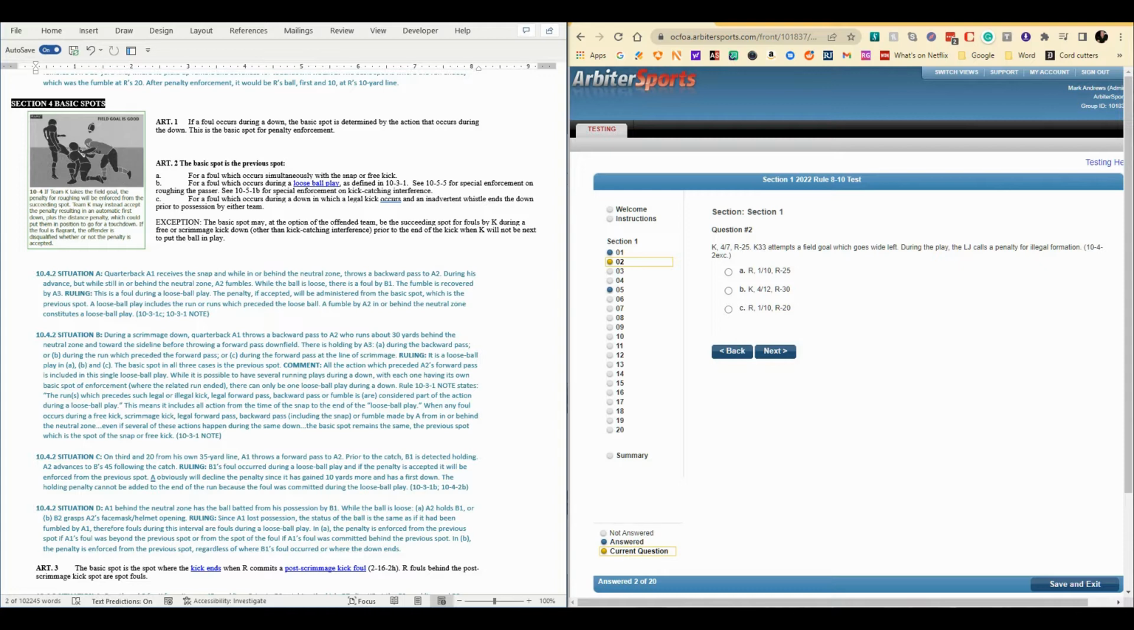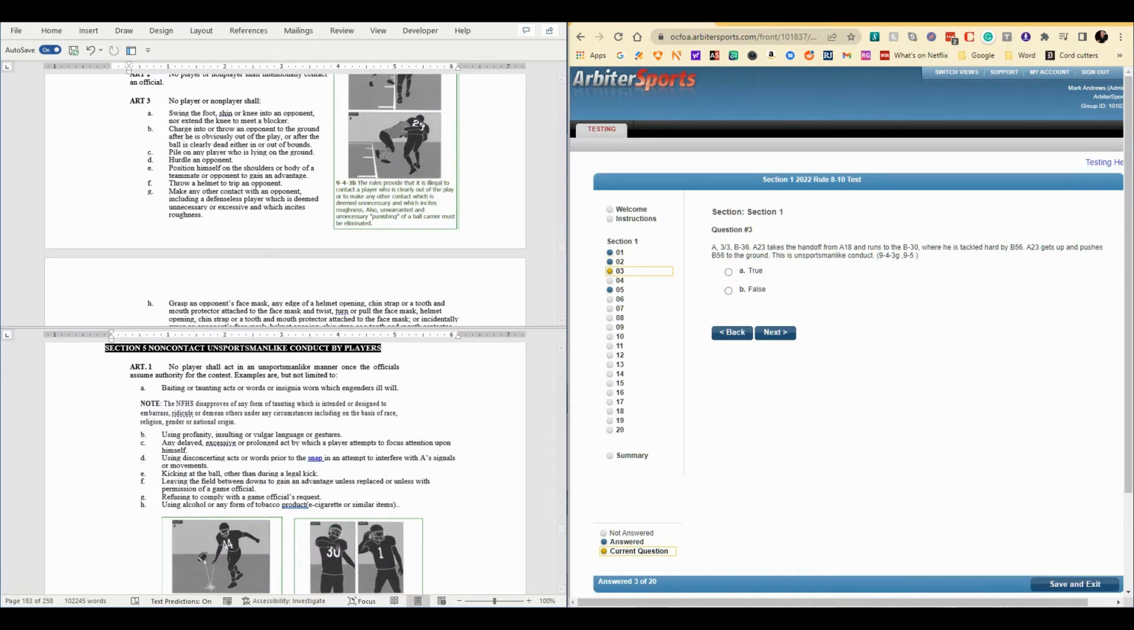we would enforce the foul from the previous spot, but the 10-4-2 exception says the basic spot may, at the option of the offended team, be the succeeding spot for fouls by K during a free or scrimmage kick down, other than kick catching interference prior to the end of the kick, when K will not be the next to put the ball in play. K is not going to be the next one to put the ball in play. R is. So that means that we can enforce the penalty from the 20, and it would be R 1st and 10 at the R25.